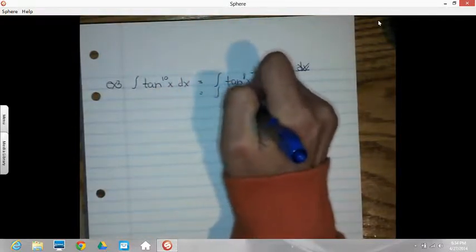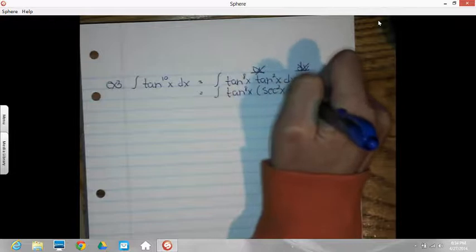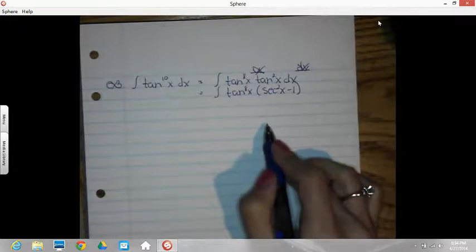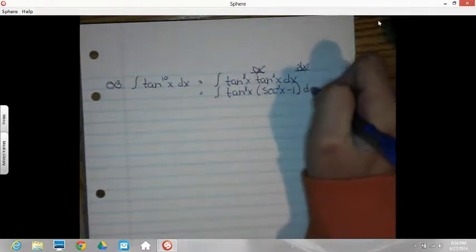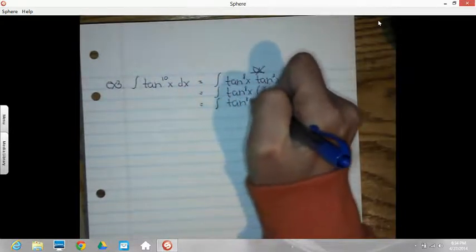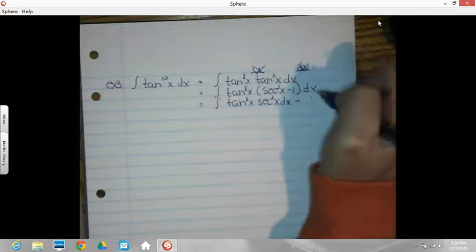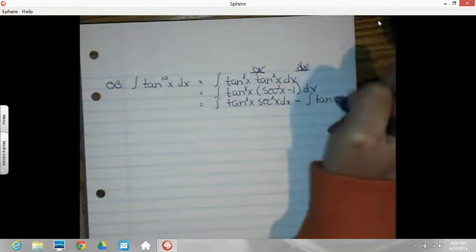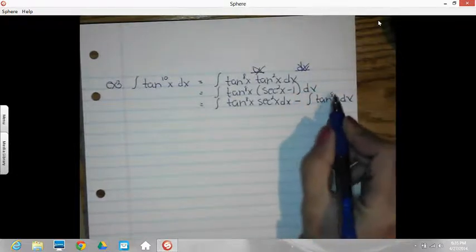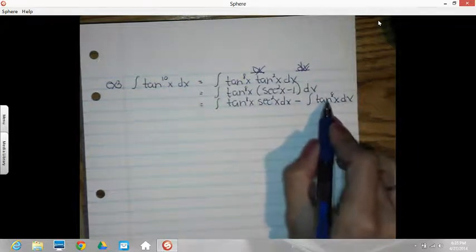So it's tan to the 8th x and then secant squared x minus 1. The reason, remember, we just want to end up with a reduced power of tangent. Now, when I distribute this, we're going to get tan to the 8th x secant squared x dx minus the integral of tan to the 8th x dx. Okay, that integral is okay because it's a reduced power of what I started with, and that was my whole goal on these, a reduction formula. I want to end up with a reduced power of tangent, and I've got it.